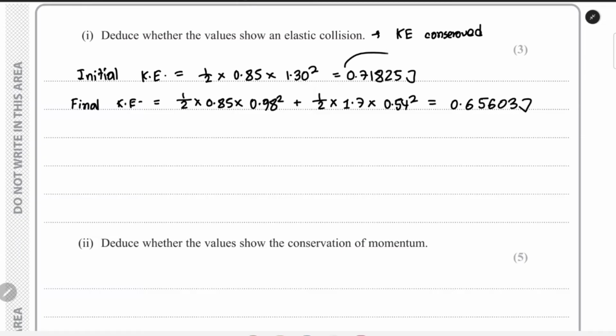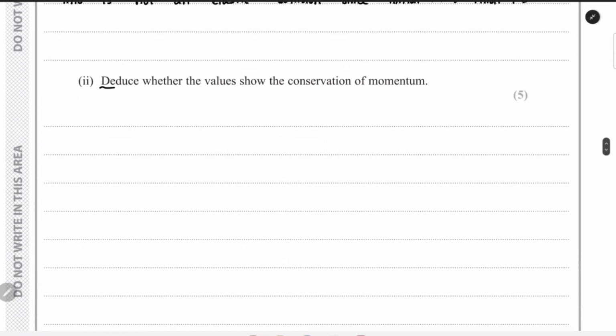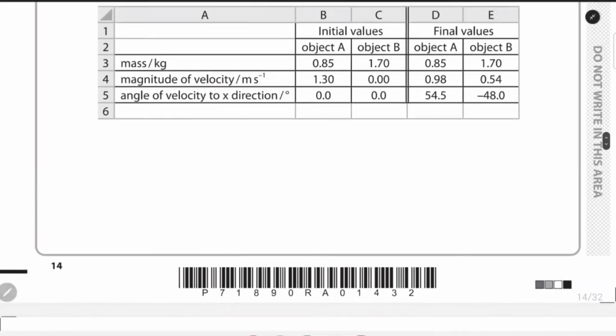joules. Now this is different. The initial kinetic energy is greater than the final kinetic energy. So the kinetic energy is lost over here. It's not conserved. So this is an inelastic collision. So we draw our conclusion over here that it's not an elastic collision, since initial kinetic energy is more than the final kinetic energy. Now we have to show and deduce that these values show the conservation of momentum.